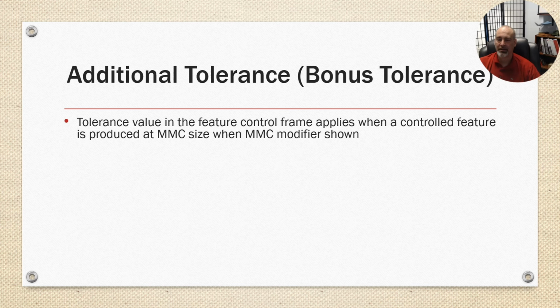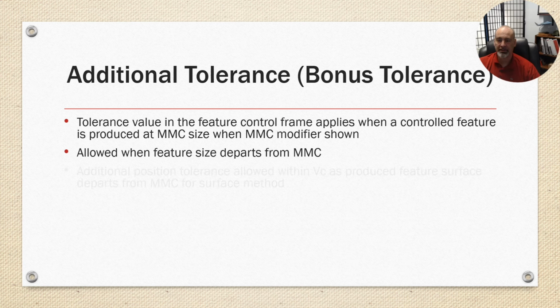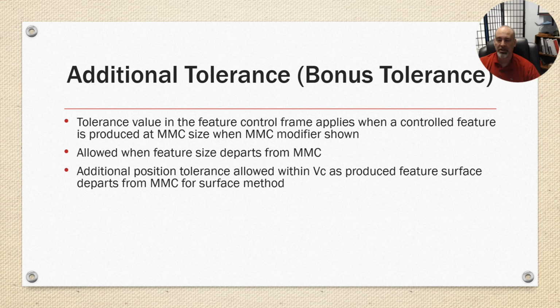Okay, the tolerance value in the feature control frame applies when a controlled feature is produced at the maximum material condition size and when the MMC modifier is shown. It's allowed when the feature size departs from MMC. Additional position tolerance is allowed within the virtual condition as the produced feature surface departs from MMC for the surface method. So the larger the hole, the more bonus you get.